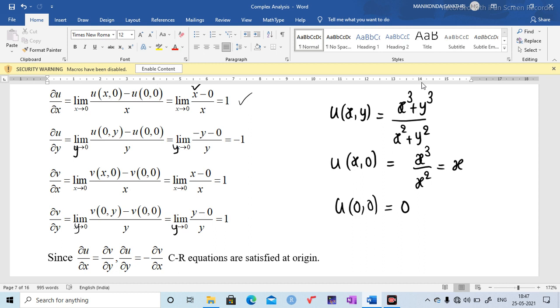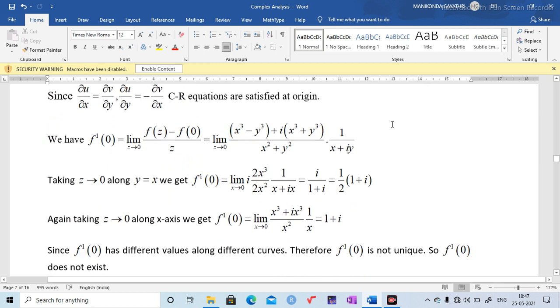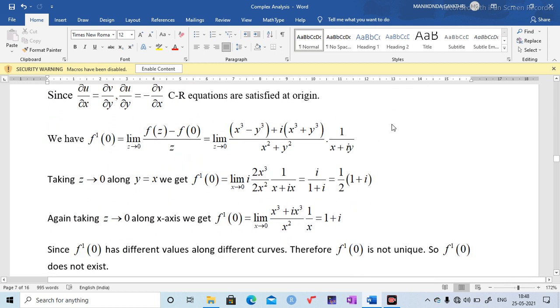Observe here. ∂u/∂x is 1. ∂v/∂y is 1. So those two are equal. And also ∂u/∂y equals minus ∂v/∂x. So CR equations are satisfied at the origin. Next, now we want to find f dash of z at 0. So this is the formula to find f dash of 0. So observe f of 0 is already known to be 0.